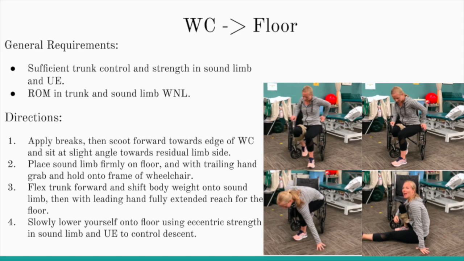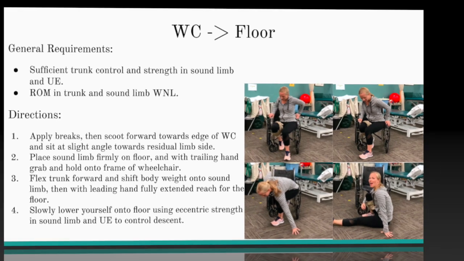For this specific transfer, eccentric strength in the sound limb and bilateral upper extremities is important to ensure slow and controlled descent to the floor. Also needed is adequate range of motion in the trunk and sound limb to allow for proper body mechanics and mobility while performing the transfer. The following video will demonstrate a wheelchair to floor transfer where I will be narrating the directions of the transfer.